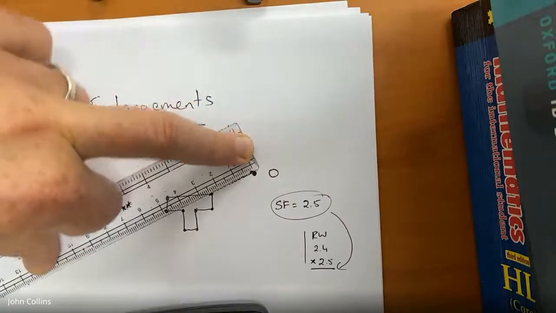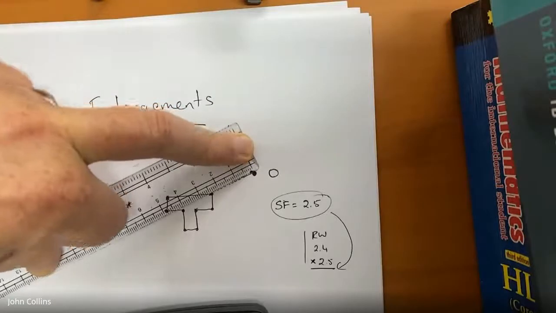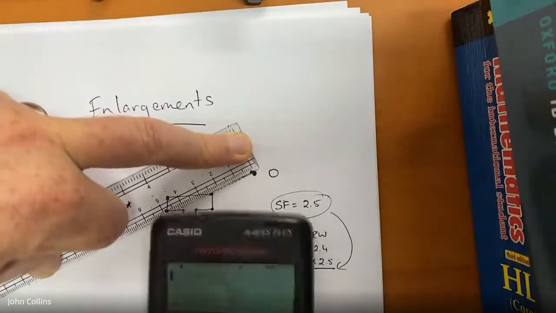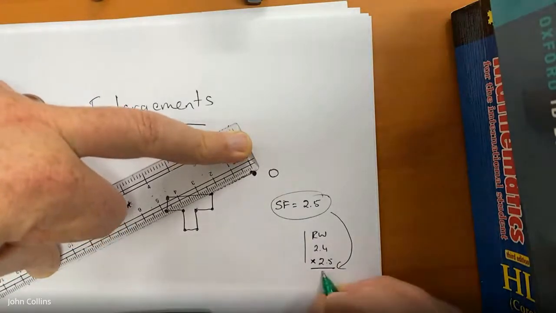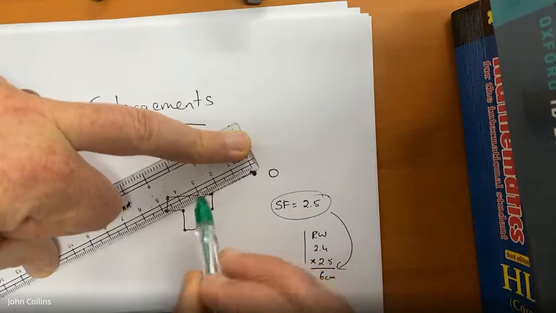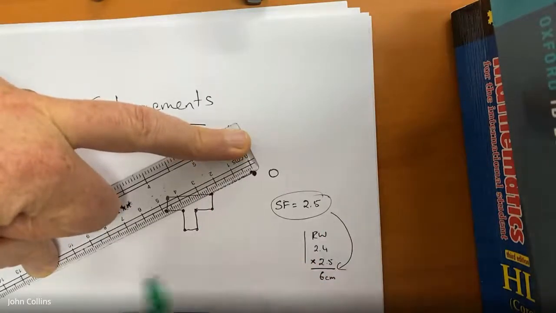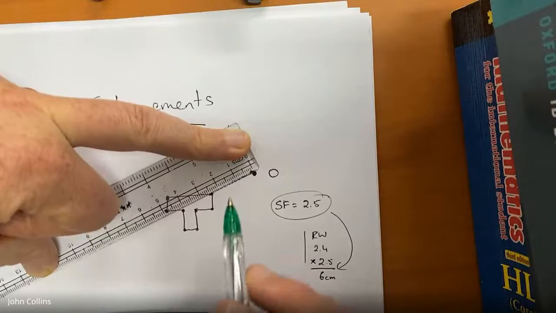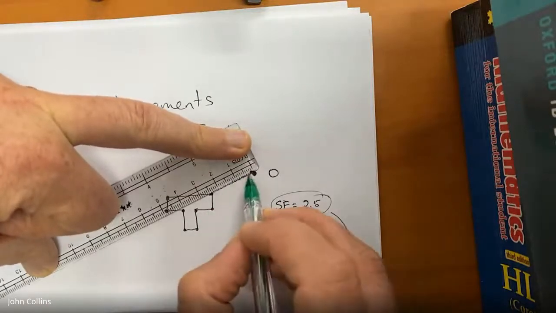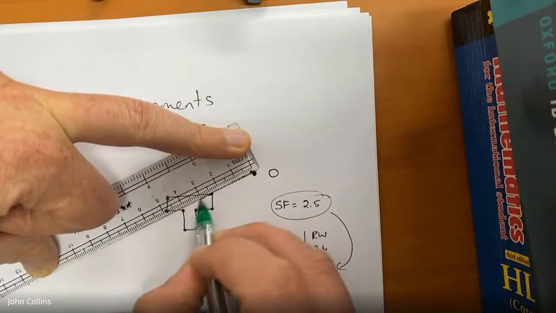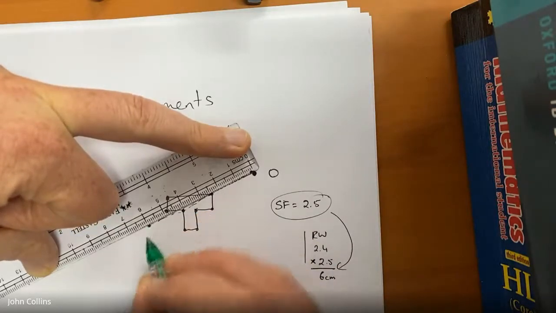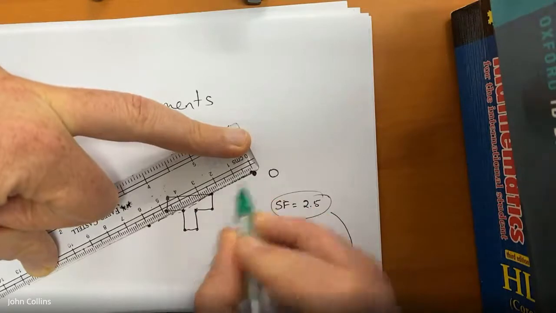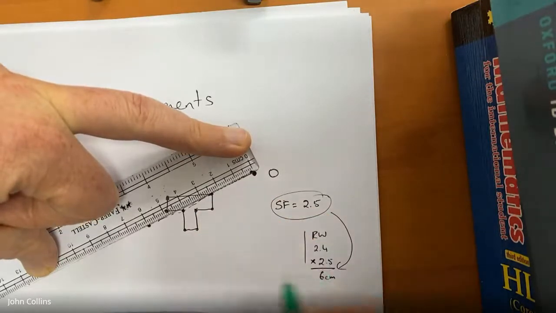If it was 1.5, I'd multiply by 1.5. If it was a half, I'd multiply by 0.5. You can use a calculator for this if you want. So 2.5 multiplied by 2.4, and I get 6 centimeters. Now notice the way I have not moved my ruler. My ruler has stayed fixed at this point, and I just put a dot and keep my dotted line going, as far as 6. So it's 6 centimeters away from O instead of 2.4.